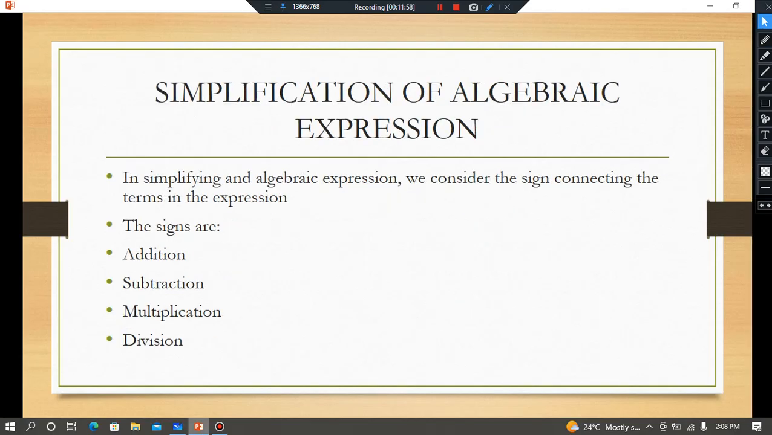Now let us look at how we can simplify algebraic expression. In simplifying algebraic expression, we have grouped them into 3.